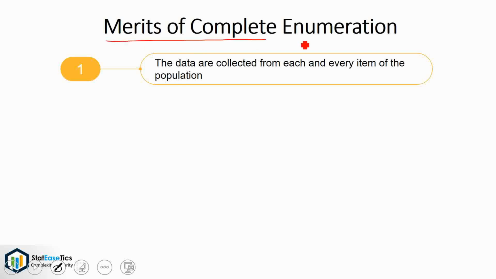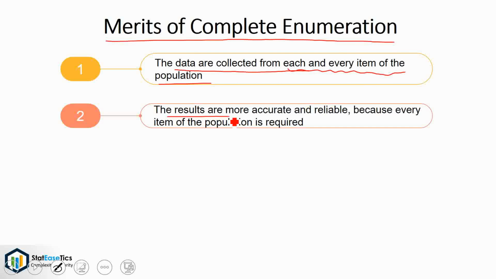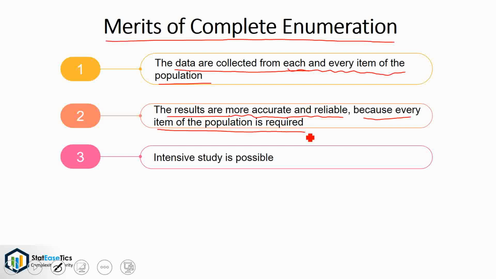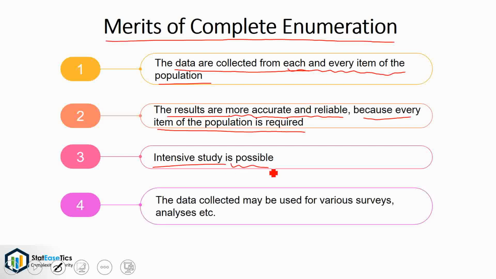Let's see the merits of complete enumeration. The data are collected from each and every item of the population. The results are more accurate and reliable because every item of the population is covered. Intensive study is possible. The data collected may be used for various surveys, analysis, etc.